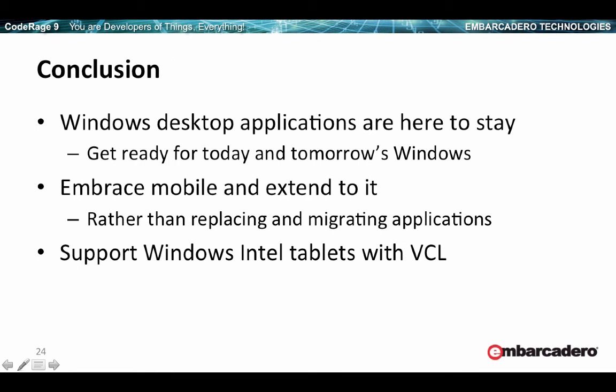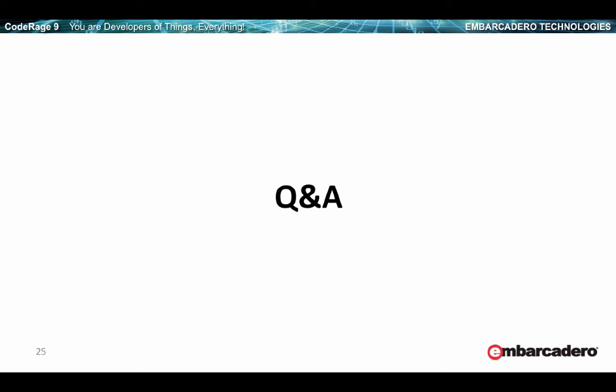Windows desktop applications are here to stay. Despite the enormous growth on mobile, most businesses still rely on Windows as the core operating system for running their business apps. Embrace mobile and extend your applications to mobile rather than do a full replacement, which in some cases might make sense, but only in some limited scenarios. Support Windows tablets with the VCL. Surface 3 is a good VCL target, as much as Windows 10 will be a great platform for VCL applications going forward. And that's all I wanted to say, so let's open up for questions here at CodeRage 9.